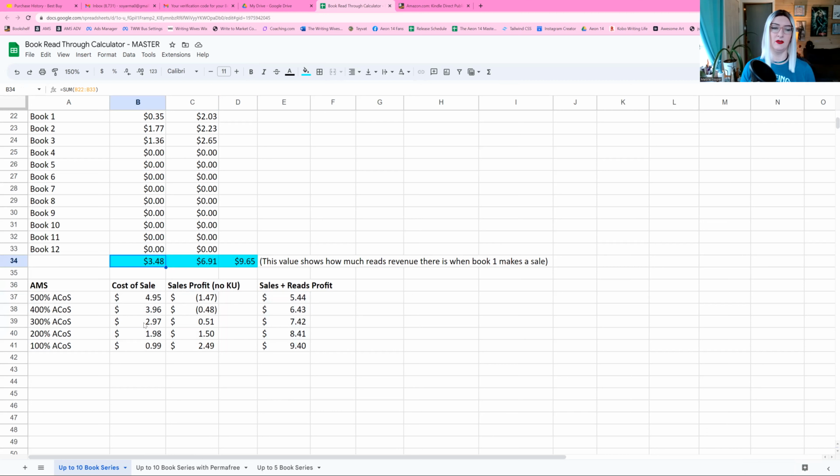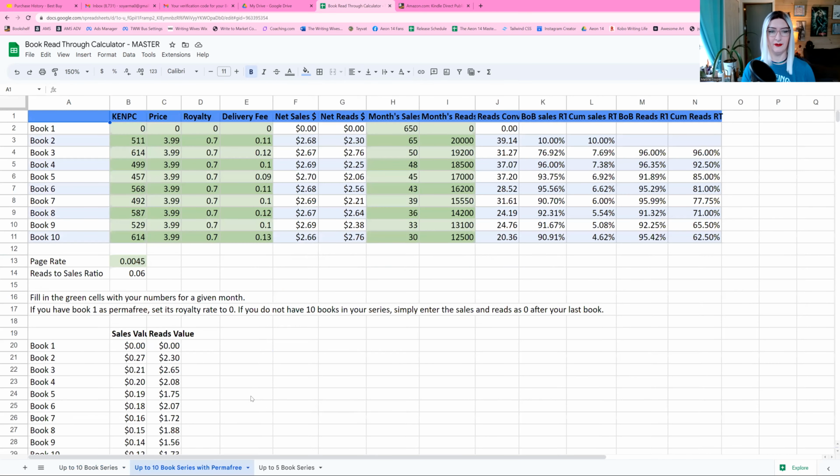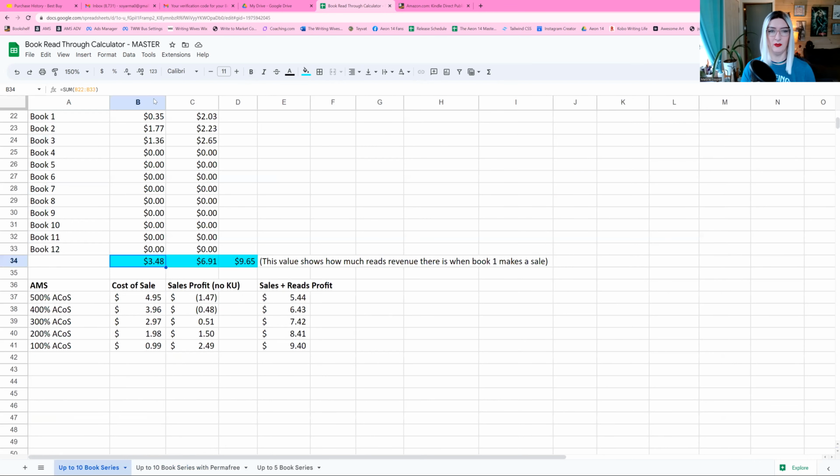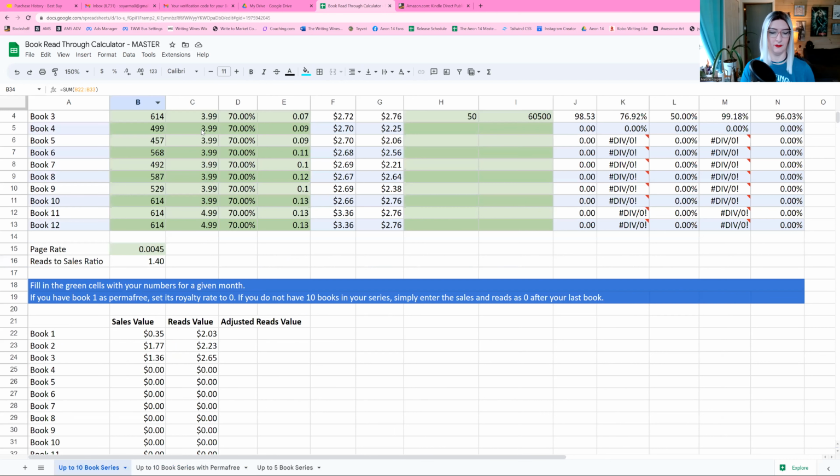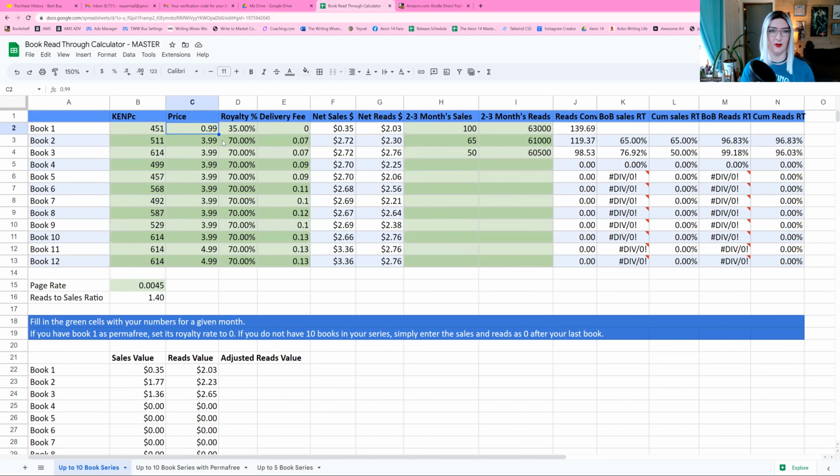And you could extend this if you wanted. I just figured 500% ACOS is more than enough. And then there's also a version of this that is up to 10 books with the perma-free. But really, you don't have to use this. These are just examples. You can just use this and set your price to 0 on book one, and then it will take care of that for you.